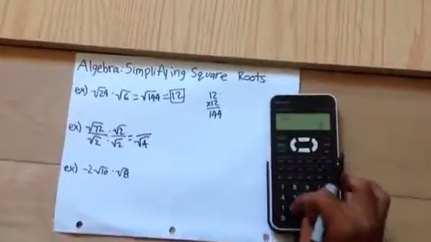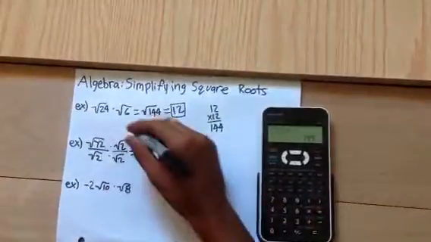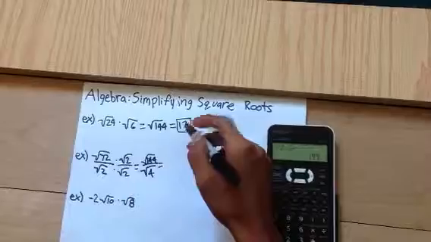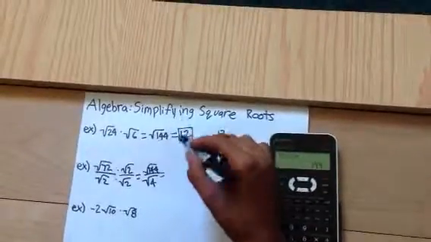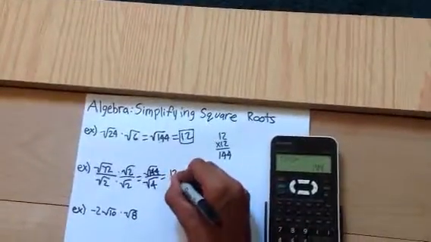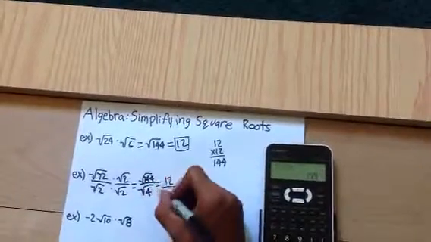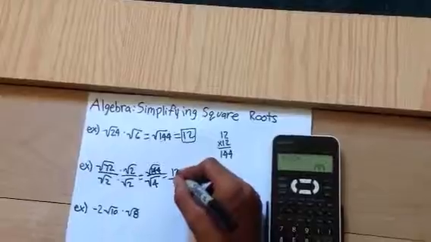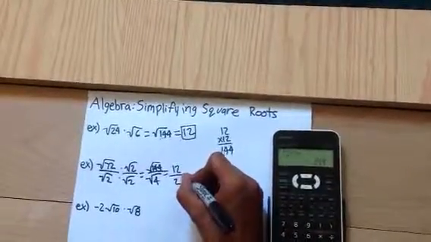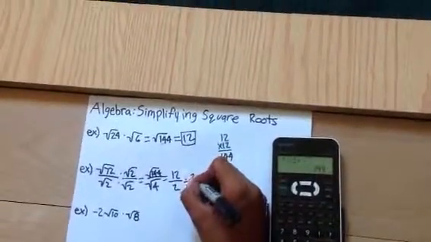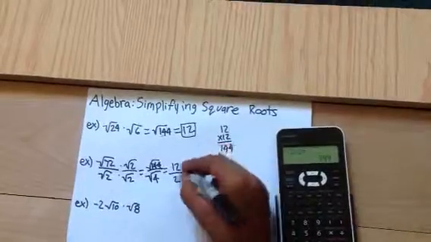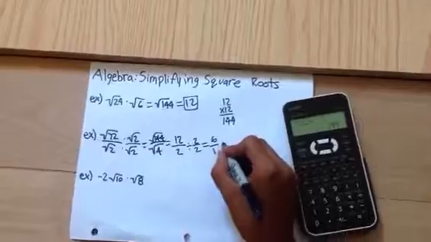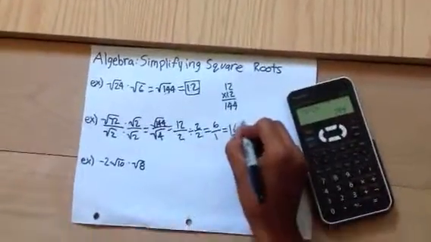72 times 2, 144. Square root 144. As we found out, the square root of 144 is 12. So 12 is going to go on the top. Square root of 4, 2. 2 on the bottom. 2 can still go into 12, so you're going to divide the bottom and the top by 2. 12 divided by 2, 6. 2 by 2, 1. So your answer is 6.